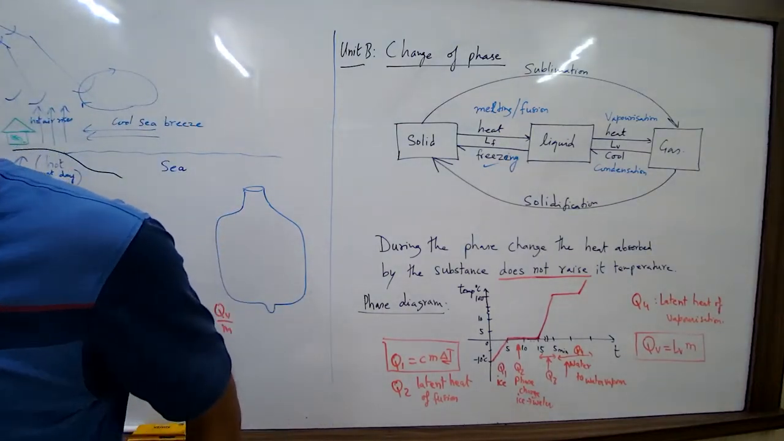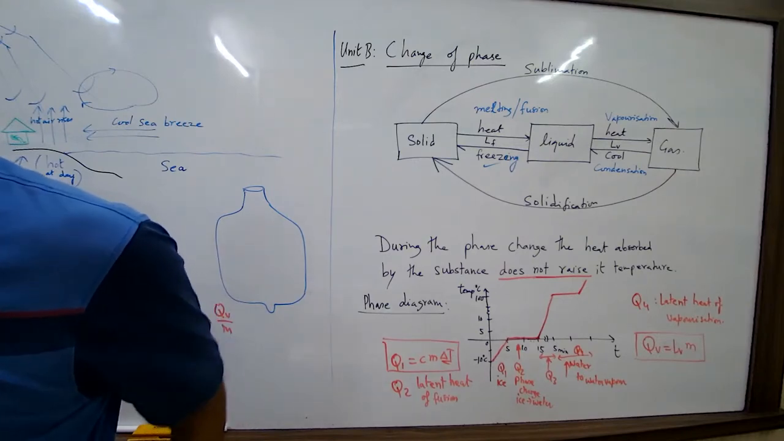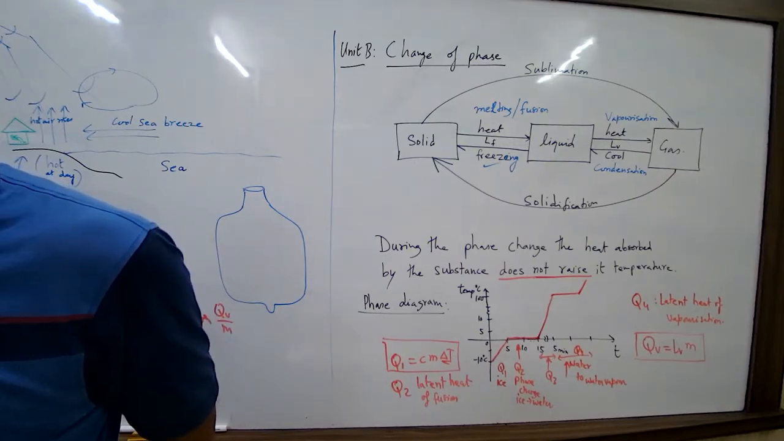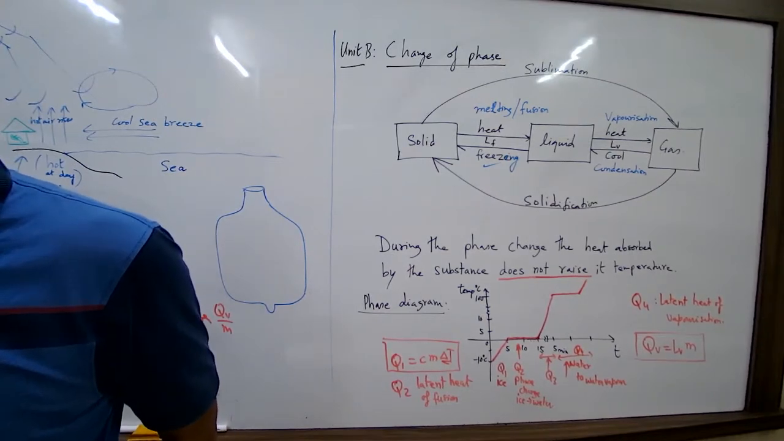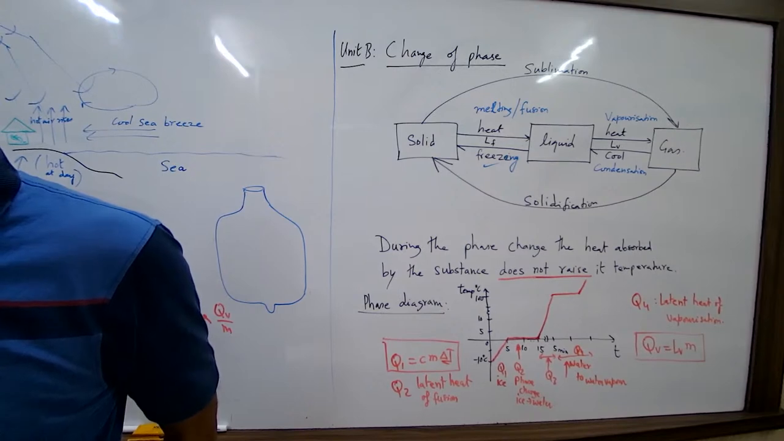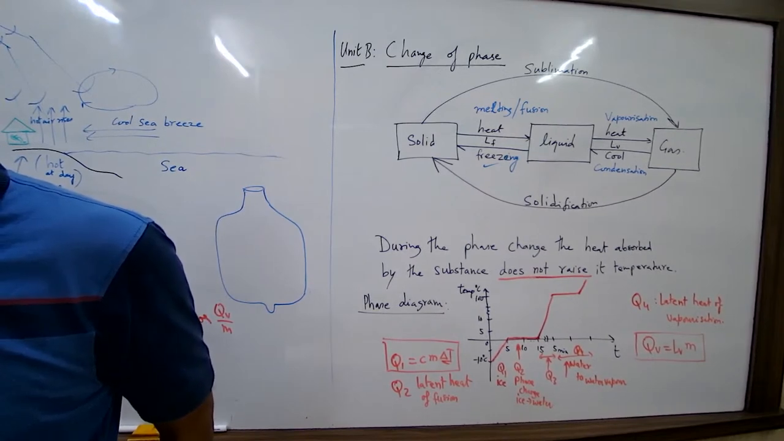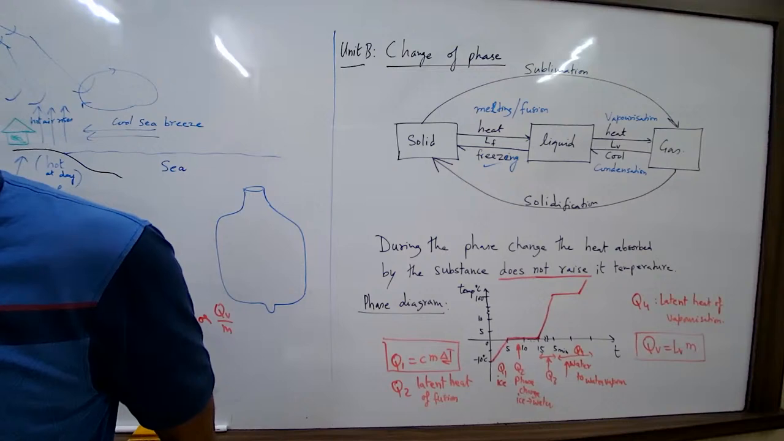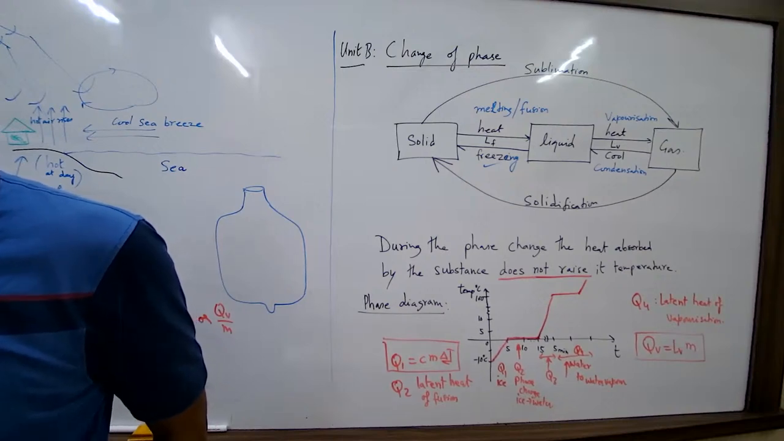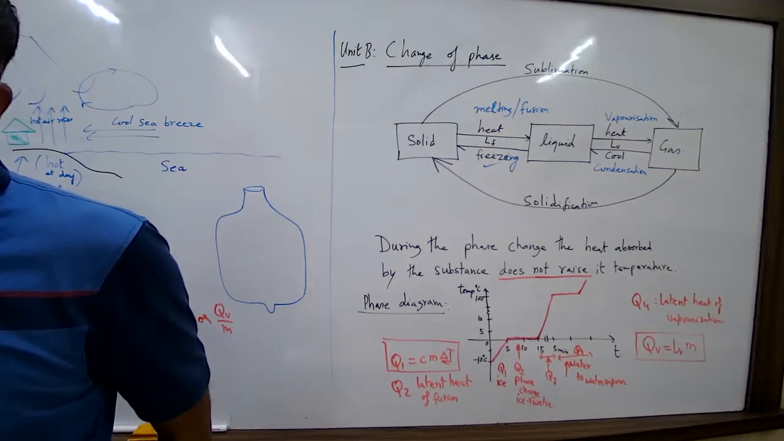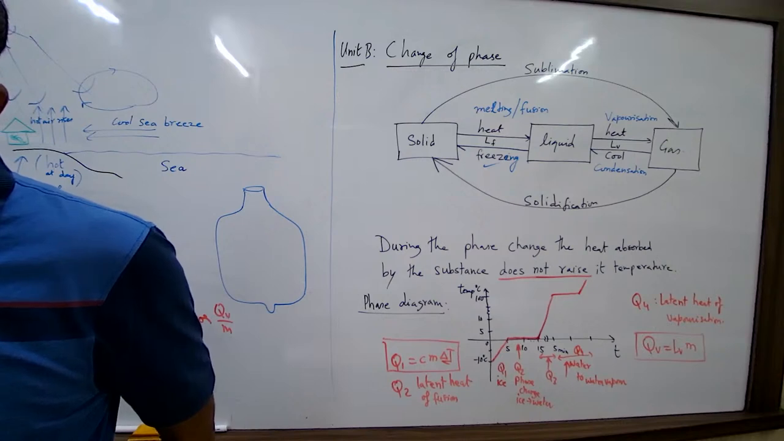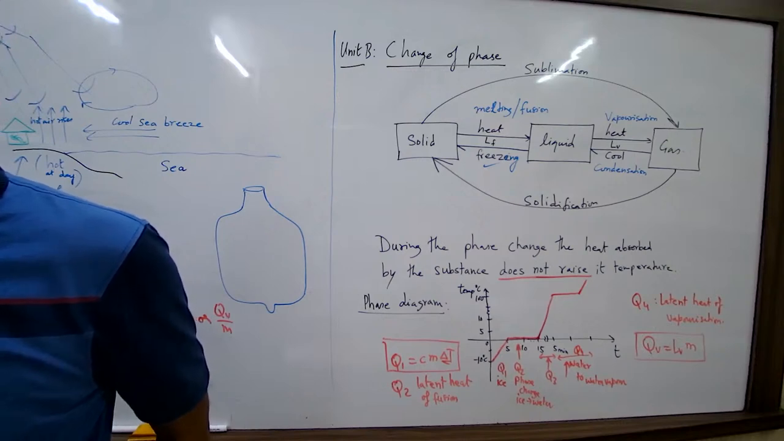And 0 degree. Yes, because ice takes a lot of time to melt. Ice is taking a lot of time to melt, but it is absorbing the heat. It has a high specific heat, just a little bit less than water, almost near that. So it will extract heat from the soft drink bottle. Therefore, the soft drink bottle will be cooled.